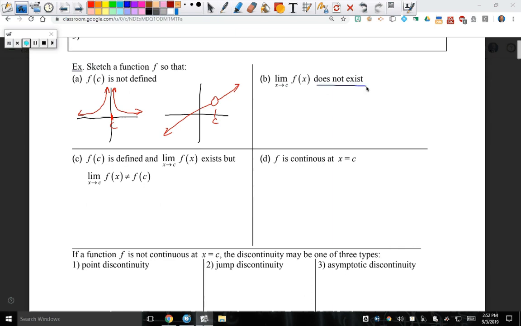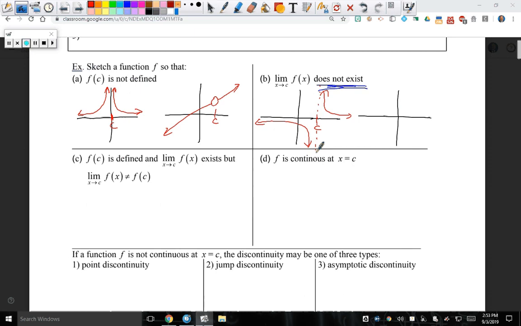Now b says the limit of f of x does not exist as you approach c. So now if the limit doesn't exist, let's do two graphs. Okay? Jordy, what would this look like? What's one variation where the limit does not exist? Okay, perfect. So now let's do one where, let's say c is over here, and this one goes down, and this one goes up. The limit does not exist. Perfect.